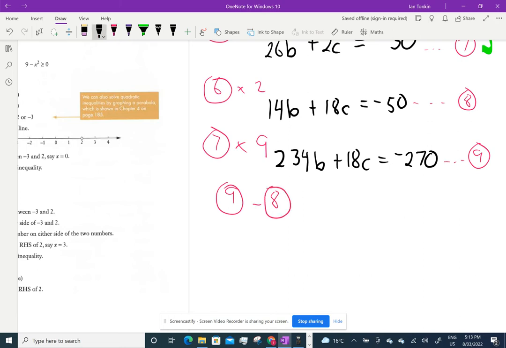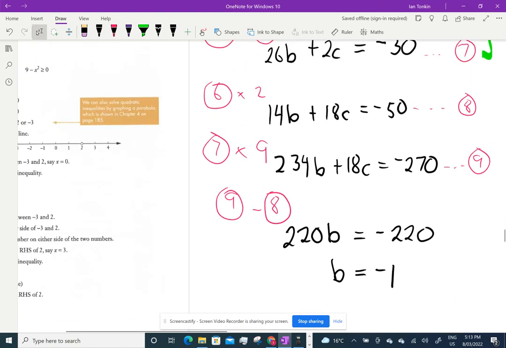So 234 minus 14 is 220b. The 18c's cancel. Negative 270 minus negative 50 is negative 220. So b equals negative 1. Whoa! I'm just going to check on the answers. There we go.